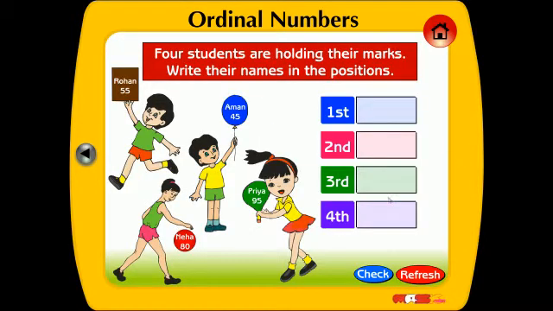4 students are holding their marks. Write their names in the positions. Wrong.